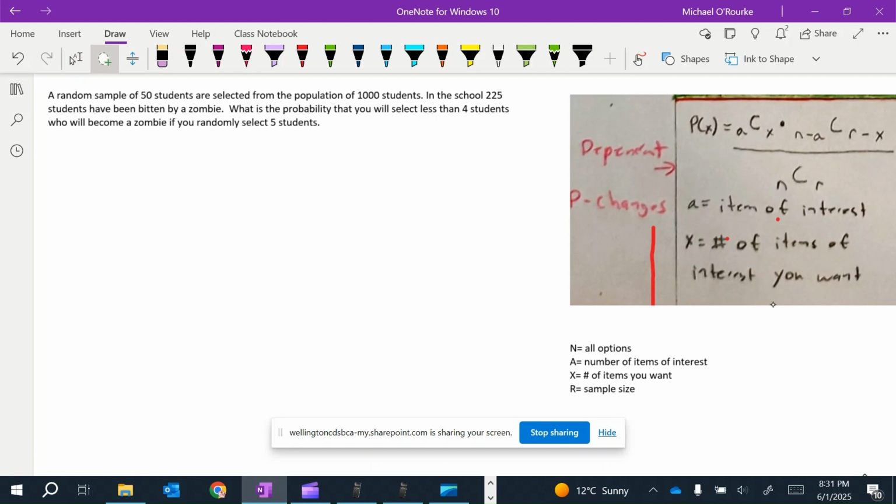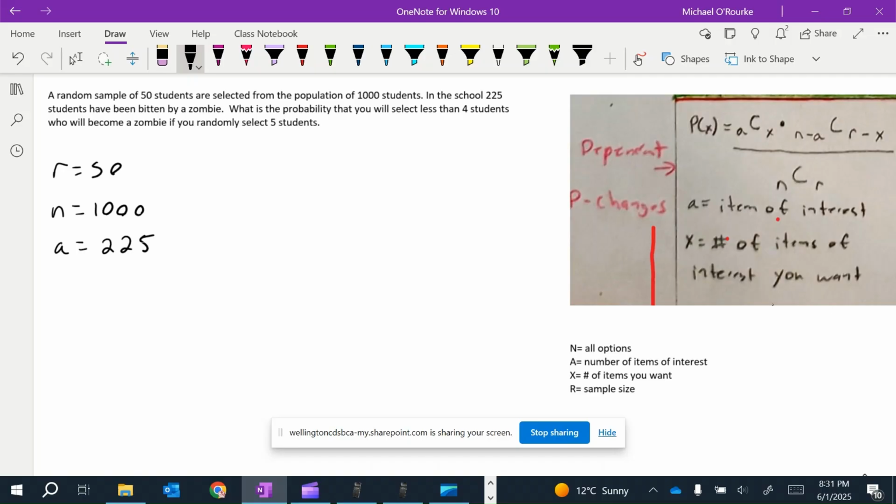So a random sample of 50 students. So my N is going to be 50. Selected from, that's not my N, that's my sample size. That's my R. From a population of 1,000, that's my N. In the school, 225 students have been bitten by zombies. Well, they're my people of interest. I'm interested in that 225. What's the probability that you will select less than 4 who have become a zombie if you randomly select 5?